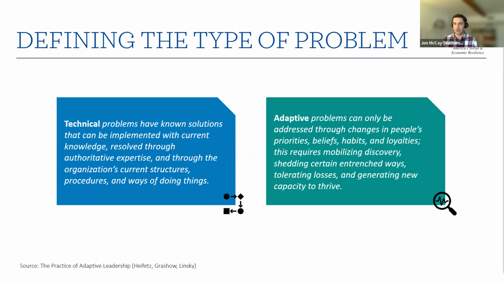So a technical problem is, the oil change light in your car comes on, right? There's a technical solution for that. Go get the oil changed. Problem solved. But in your work, the problems that you face require changes in people's priorities, beliefs, habits, loyalties. It's going to require you to mobilize a discovery process to get people to shed entrenched ways of doing things, to potentially tolerate losses in their professional identity or behavior, and to generate new capacity for their work. That is not an oil change.